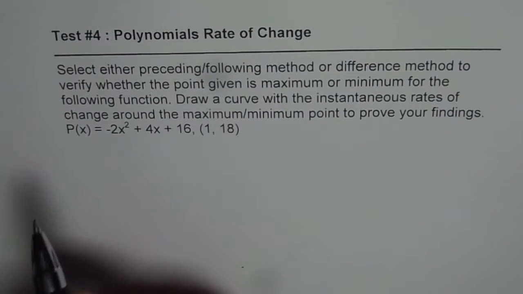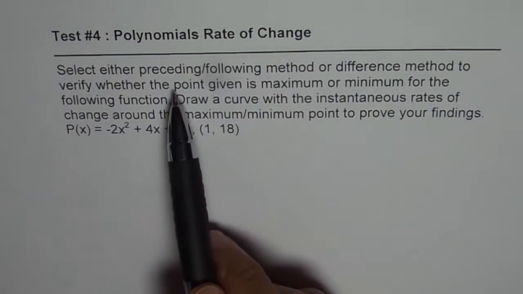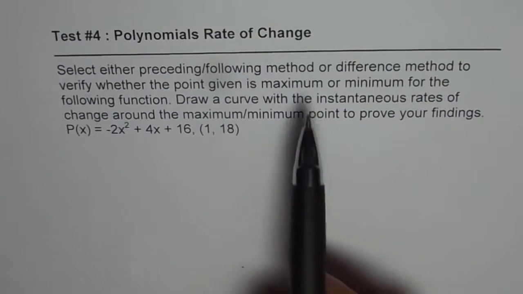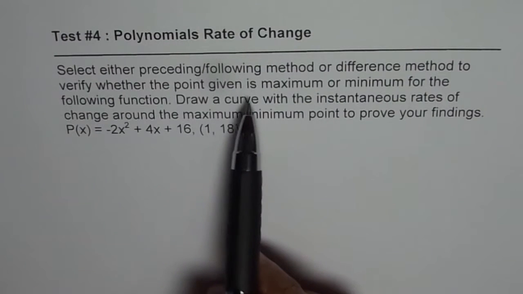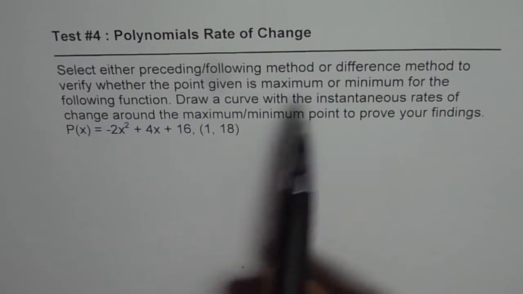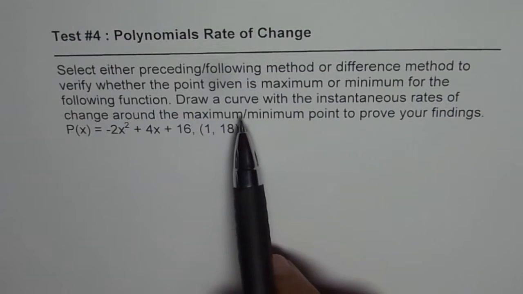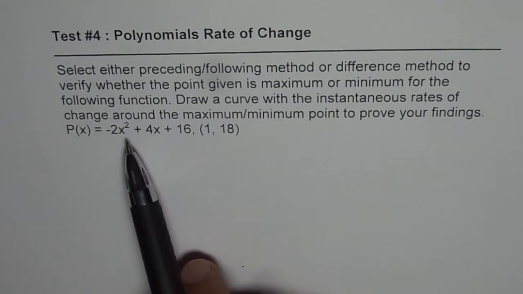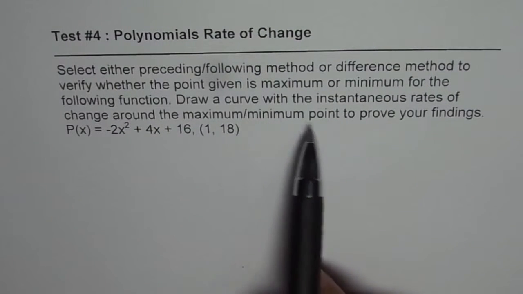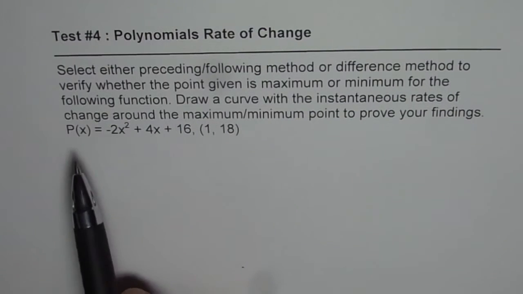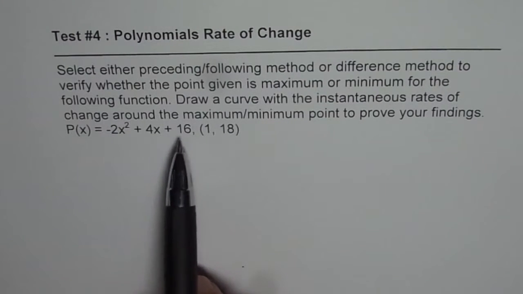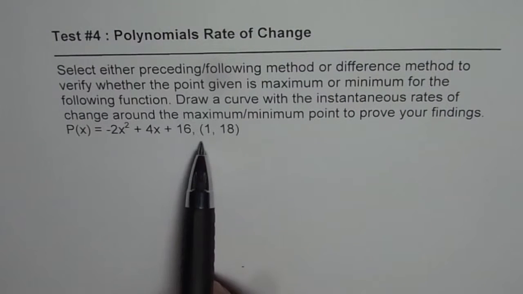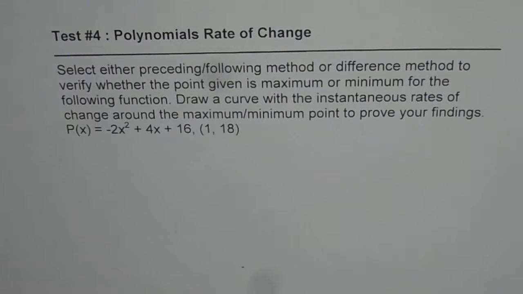The question here is, select either preceding or following method or difference method to verify whether the point given is maximum or minimum for the following function. Draw a curve with the instantaneous rates of change around the maximum or minimum point to prove your findings. The polynomial given to us is p of x equals minus 2x squared plus 4x plus 16, and the point given to us is (1, 18).